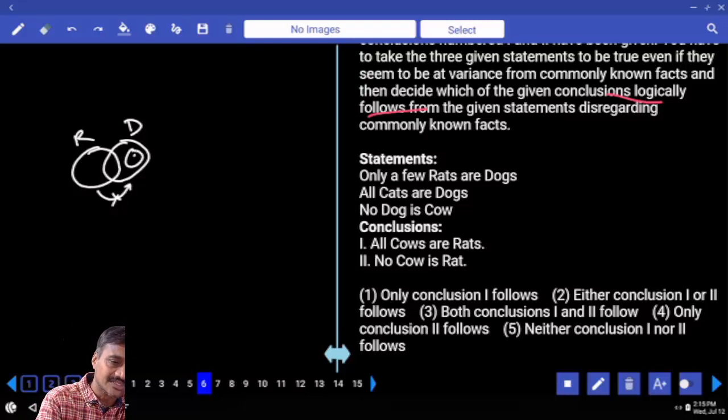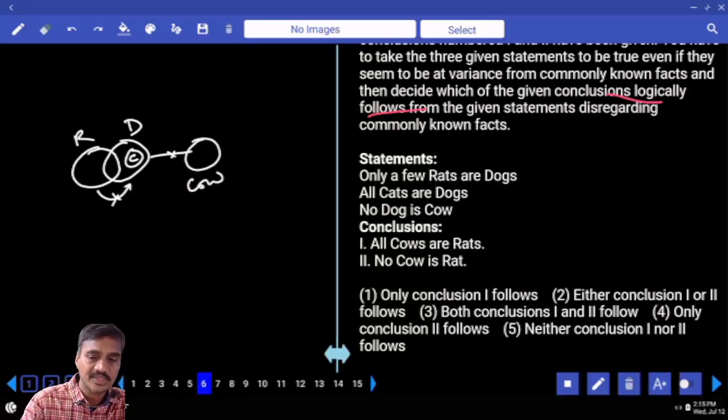Now these are the cats that are dogs. And no dog is a cow. No dog is a cow, no intersection between dog and a cow. And all cows are rats, that is false. No cow is a rat, that is definitely true.